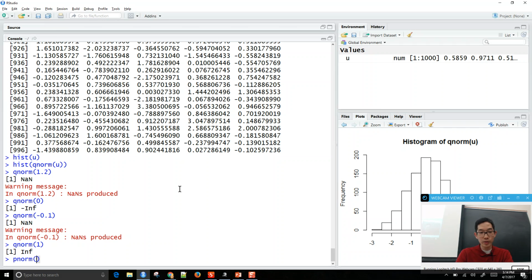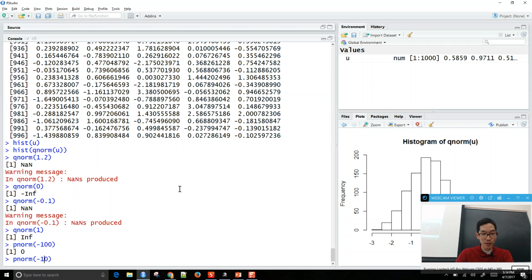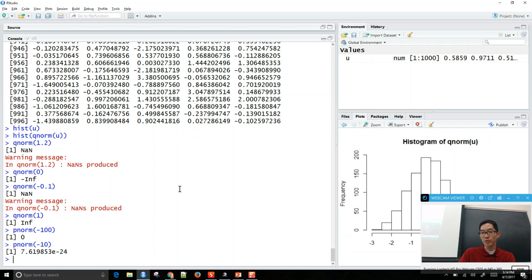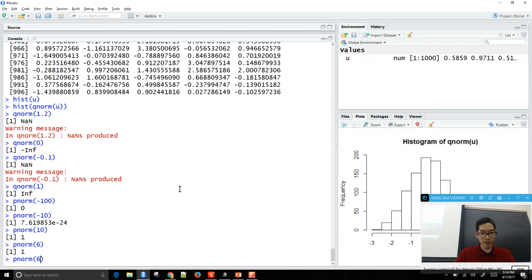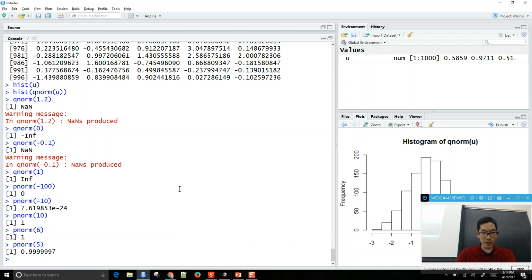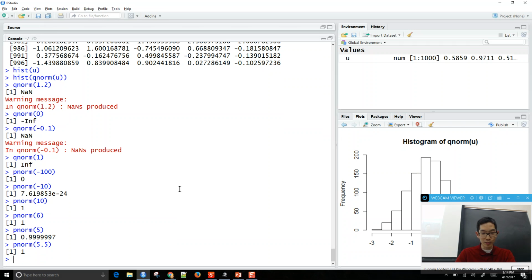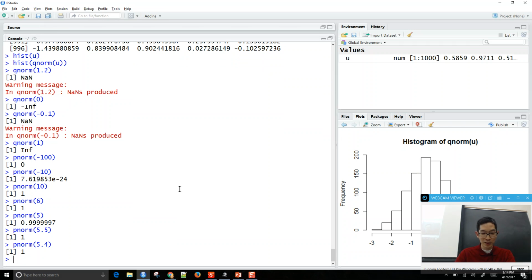Pnorm of negative 100, well, I guess that's 0, but negative 10 gives me something very small. Pnorm of 10, that's interesting. It tells me it's 1, but I guess we can't distinguish very much. I don't know what the upper limit on Pnorm is. I've never really tried to find the upper limit of Pnorm. Huh?